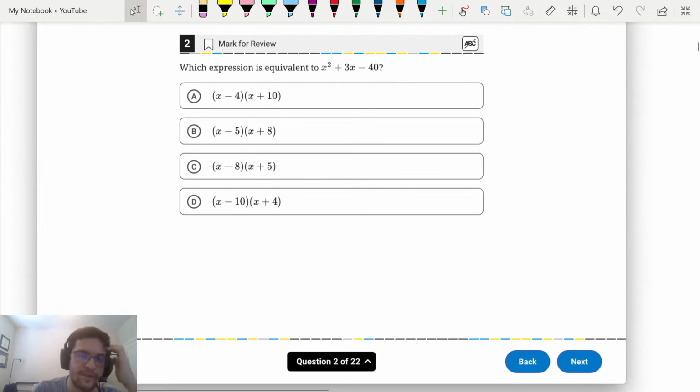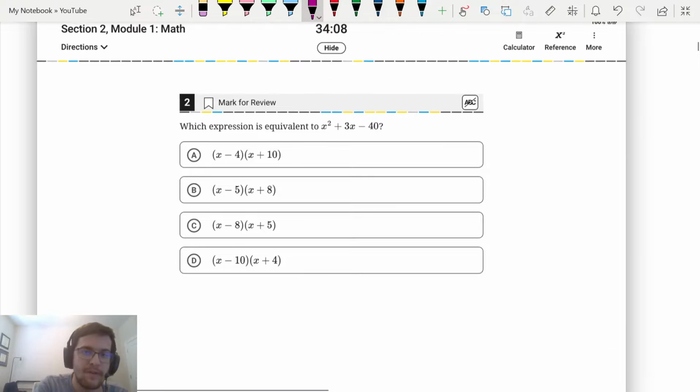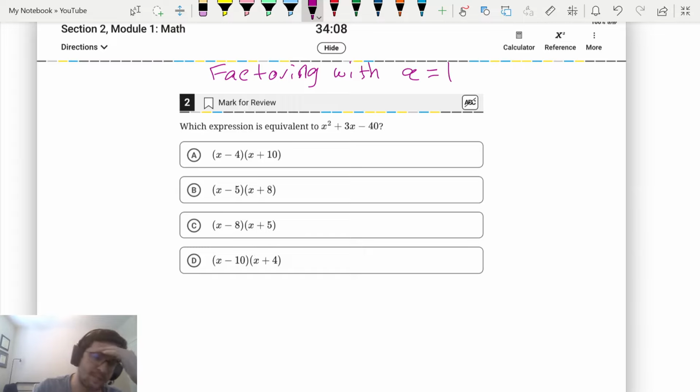Question 2. Okay, this is a factoring question. In particular, this is factoring with A equals 1. You got to know this like the back of your hand on the SAT. You probably could use a calculator to help you do this, but I wouldn't recommend that just because this is such a commonly tested skill. So what you do is you set up your earmuffs, each with an x in it, as long as it looks exactly like this, x squared plus bx plus c.